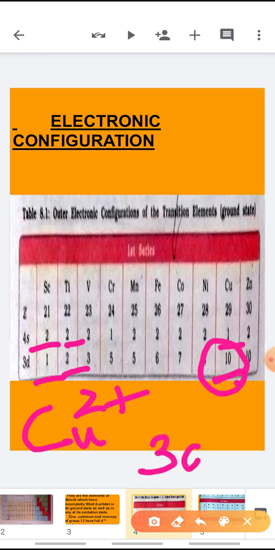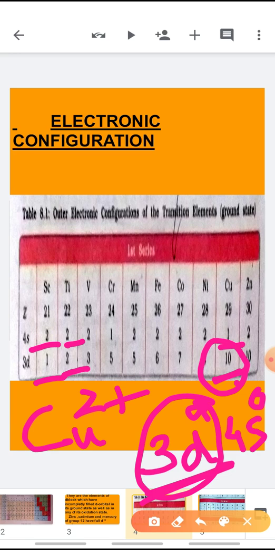But still, copper is a transition element because though the d orbital is completely filled in its ground state, if we see the most stable oxidation state of copper, it is 2 positive. For 2 positive, the configuration will be 3d9 4s0. So, here in the most stable oxidation state, it is incompletely filled d orbital. So, it is a transition element.